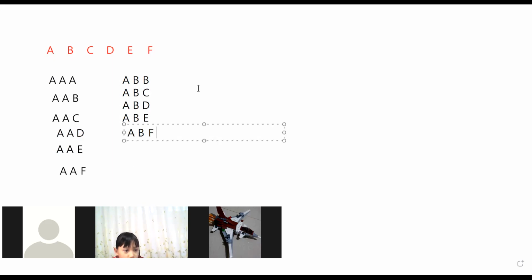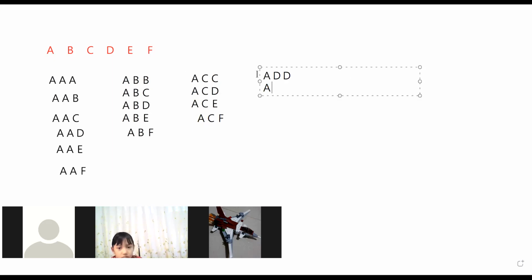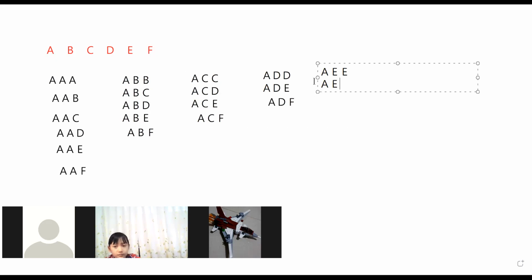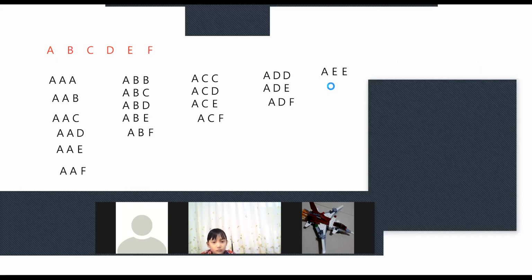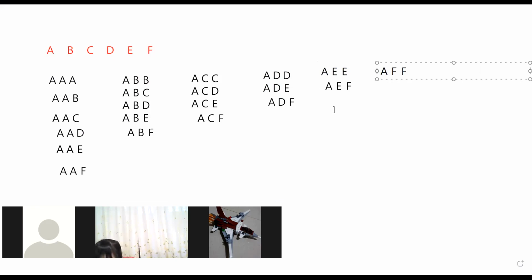Now we can list out all the toppings. The difficult part is to list them all out. We cannot miss any one of them. If we list them all out, we'll get something like this. And then we get AFF. Now, please let me talk. No, it's not 6 times 6 times 6.